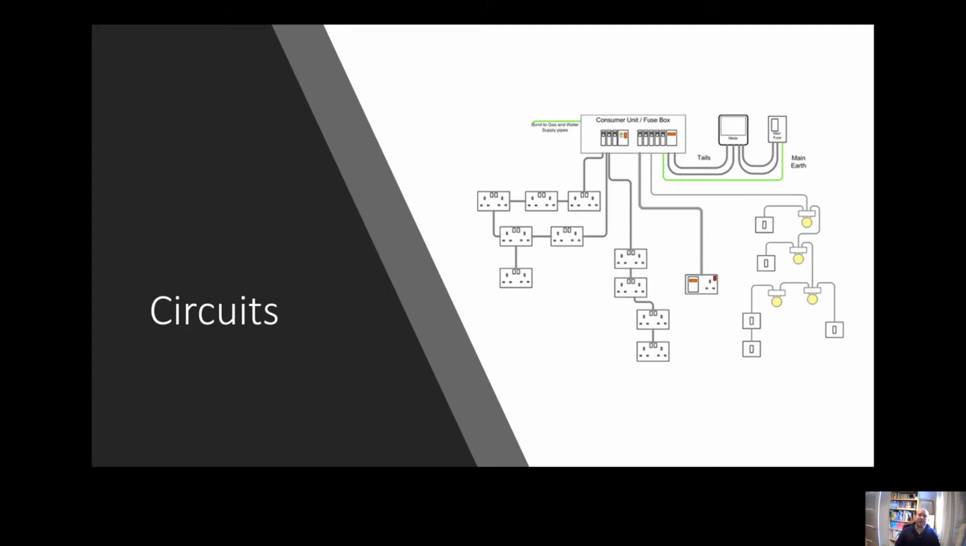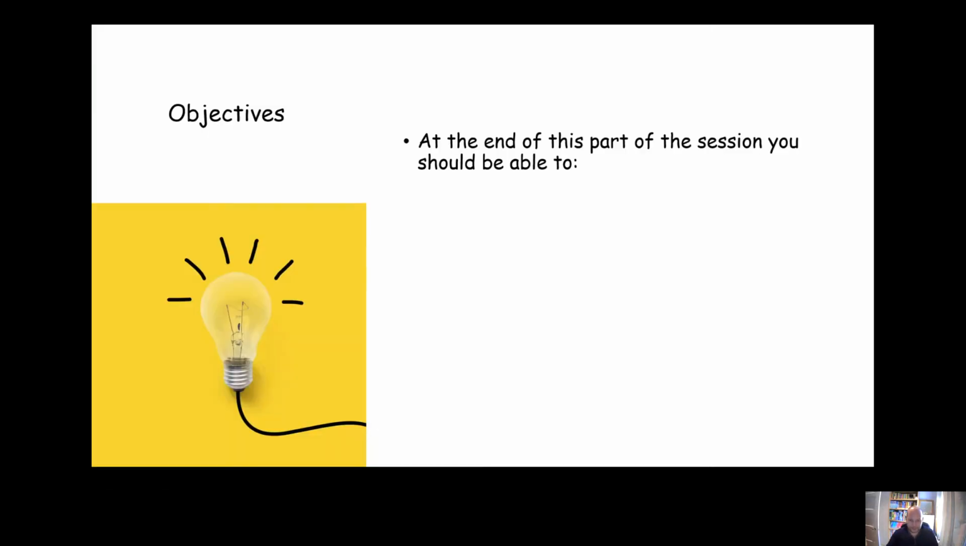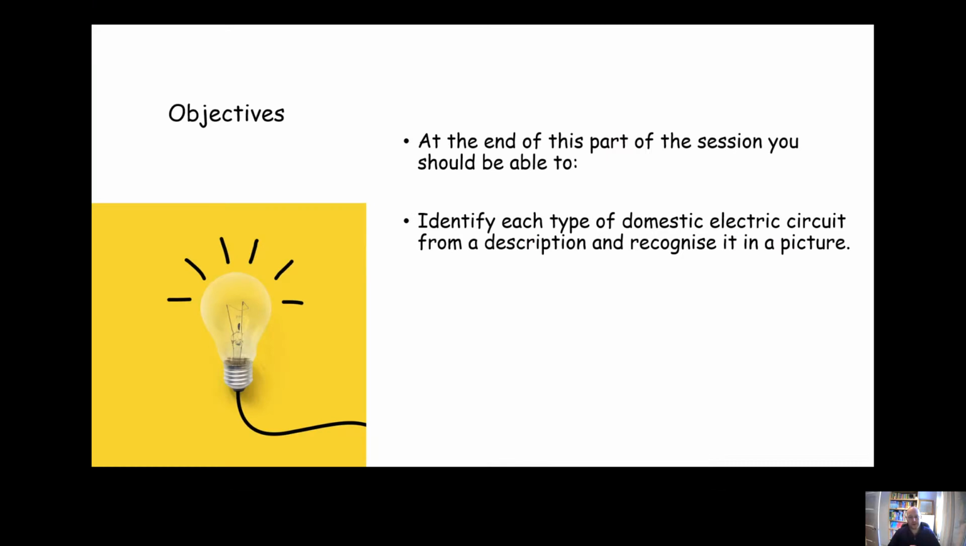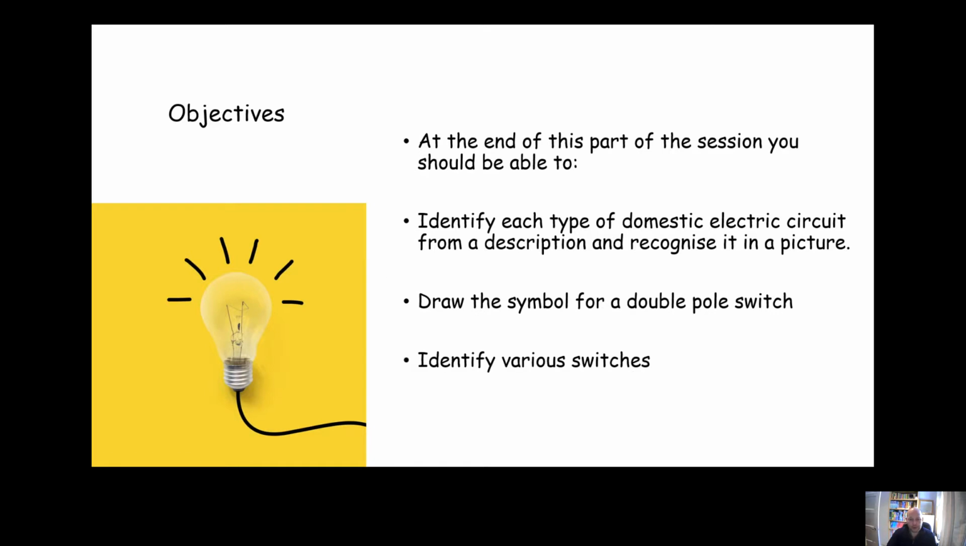Part 2 of session 2, we're going to look at switches and circuits. At the end of this part of the session, I want you guys to be able to identify each type of domestic electric circuit from a description and recognise it from a picture, draw the symbol for a double pole switch, and identify various switches.